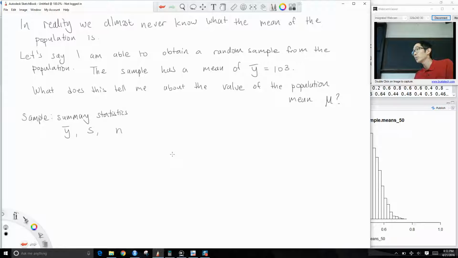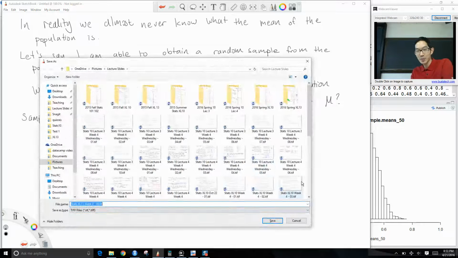We don't know anything about the population mean. We don't know the population standard deviation. We don't know even how big the entire population is. But from what I've observed in my sample, can I say anything about the population mean mu? Maybe, maybe not.